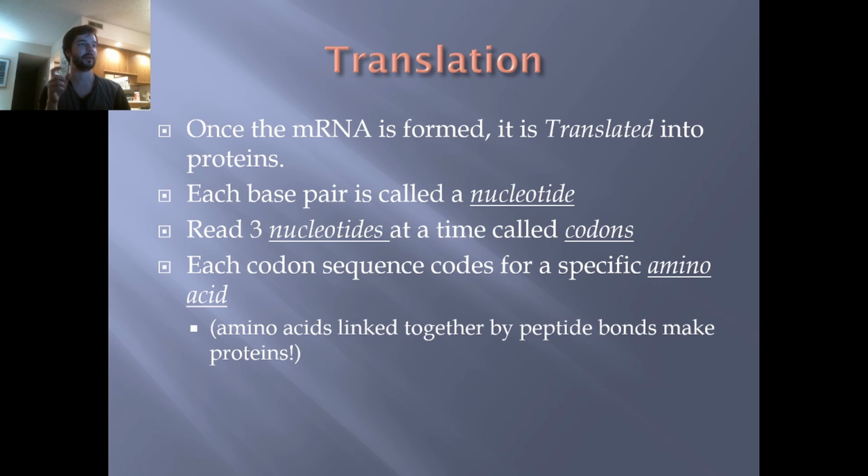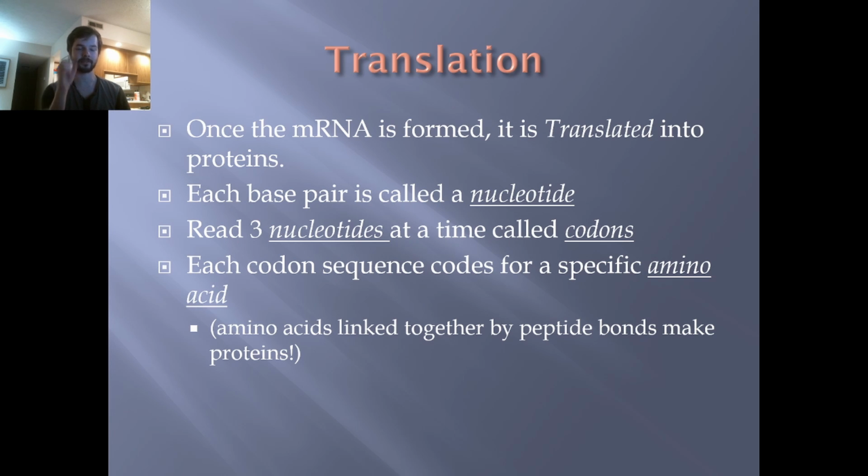So if you remember, this is going way back, but each individual base pair along with the fragment that it's found on is called a nucleotide. So an A, a G, a T, or C is a nucleotide. mRNA is read 3 nucleotides at a time, so in 3 nucleotide chunks every single time. So you're going to read them 3 letters at a time.